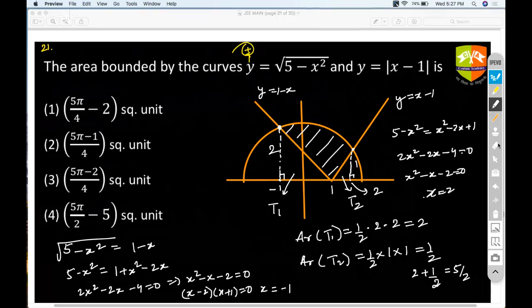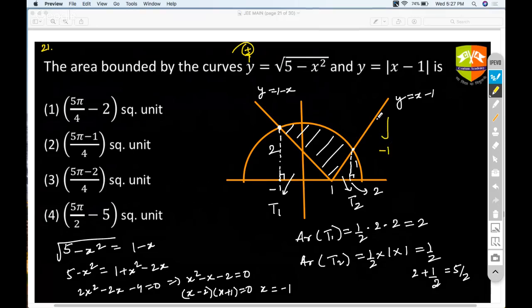So for area within the circle, I can directly use my integration. So I'll just erase this part. Integration from -1 to 2.